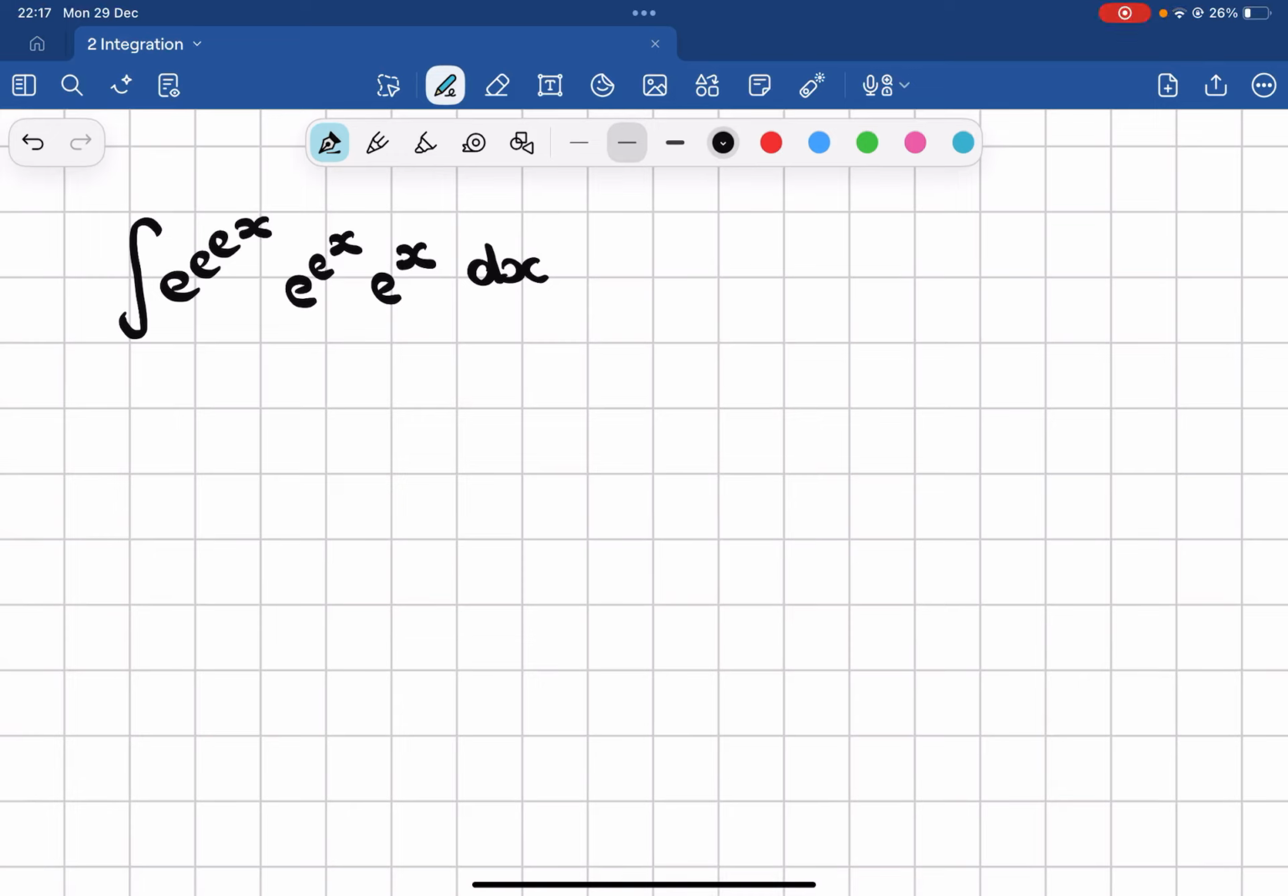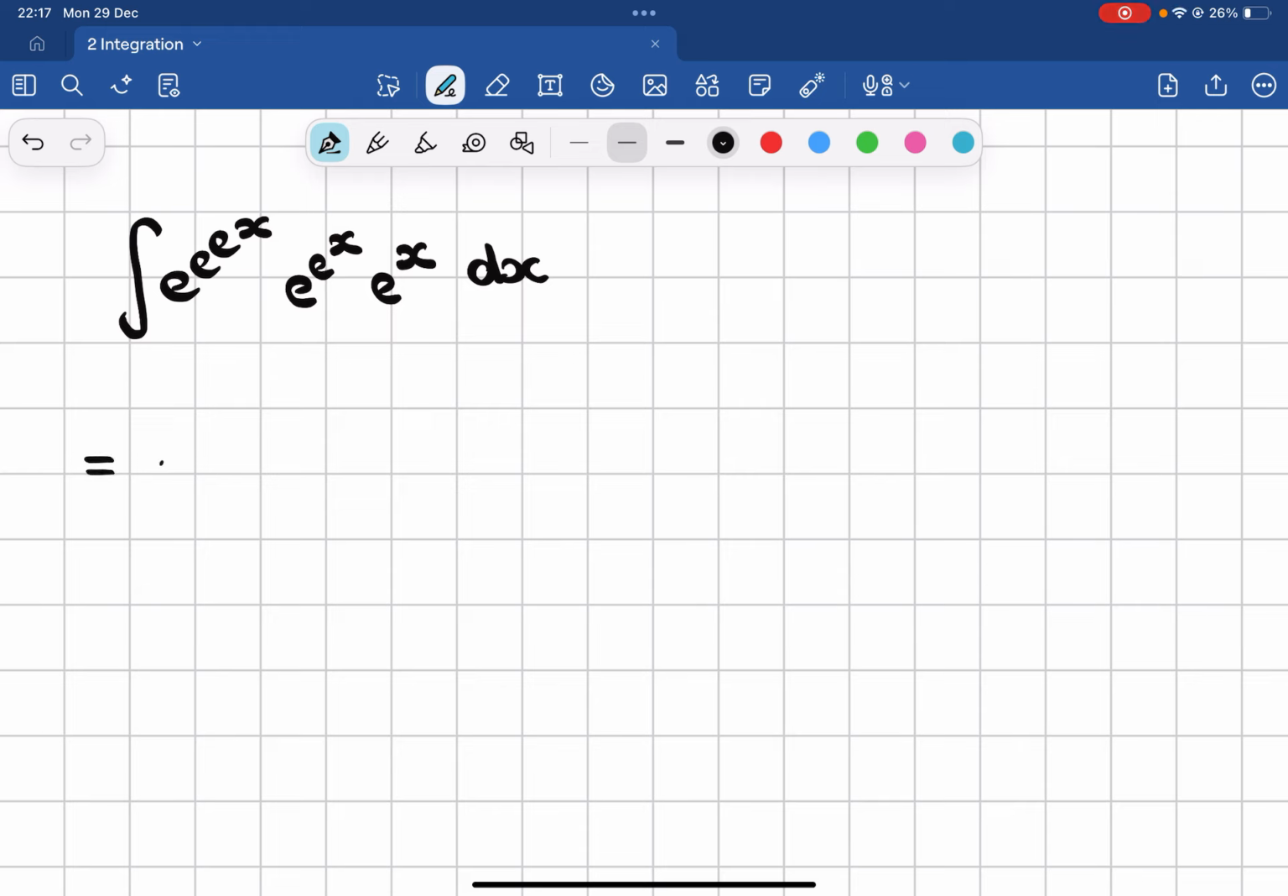Yes, guys, today we've got, one could say, a wacky integral full of exponentials. We've got to integrate e to the e to the e to the x multiplied by e to the e to the x multiplied by e to the x with respect to x. Now with this, obviously we've got a base of e, and they are being multiplied.